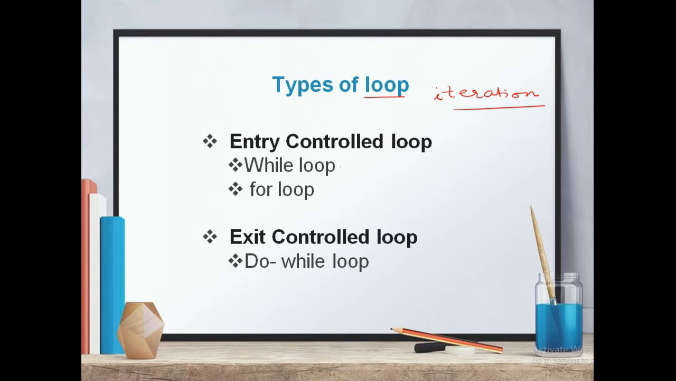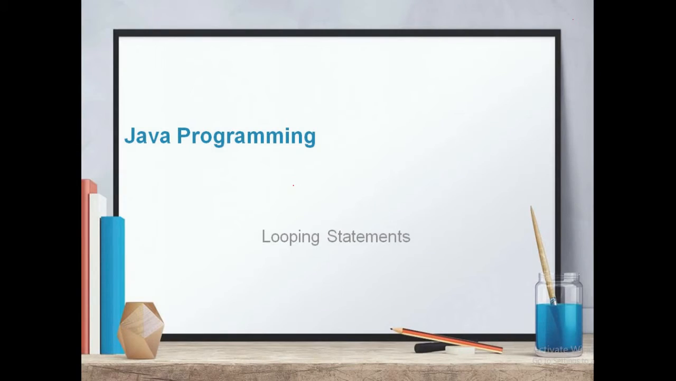So basically there are two categories of loop: entry control loop and exit control loop. In entry control loop, the terminating condition is checked while we are entering the loop, while in exit control loop we check the condition at the end, while we are exiting from the loop. There are three types of loops: while loop, for loop and do while loop. While and for loop are entry control loops, while do while loop is an exit controlled loop.